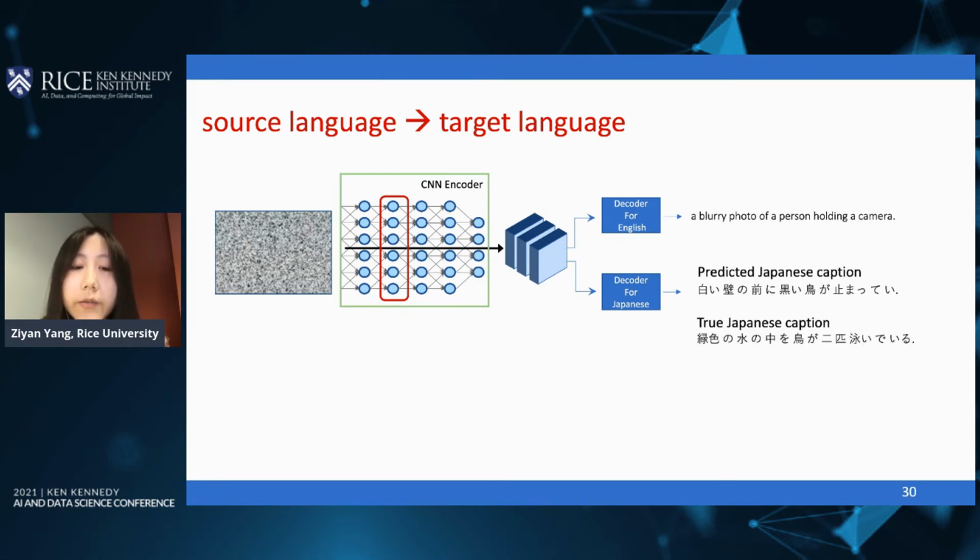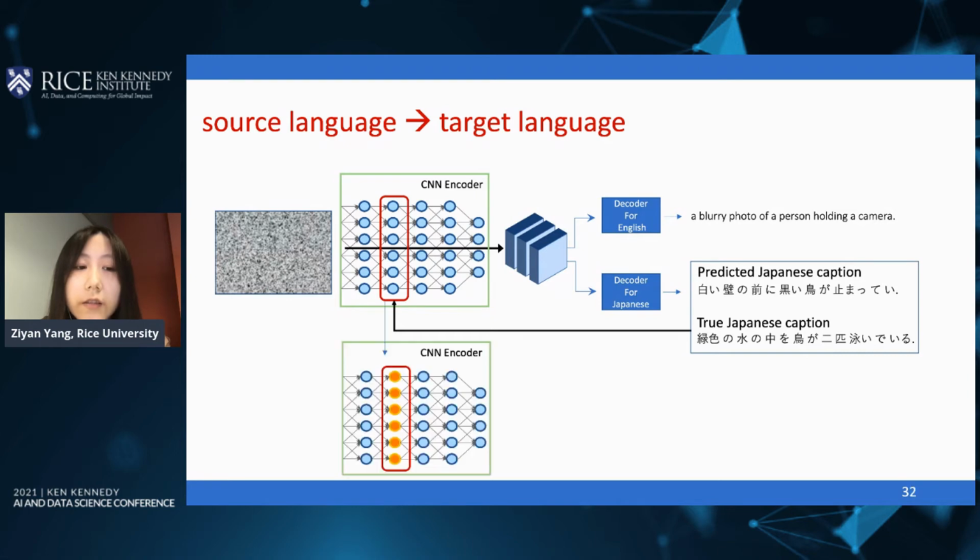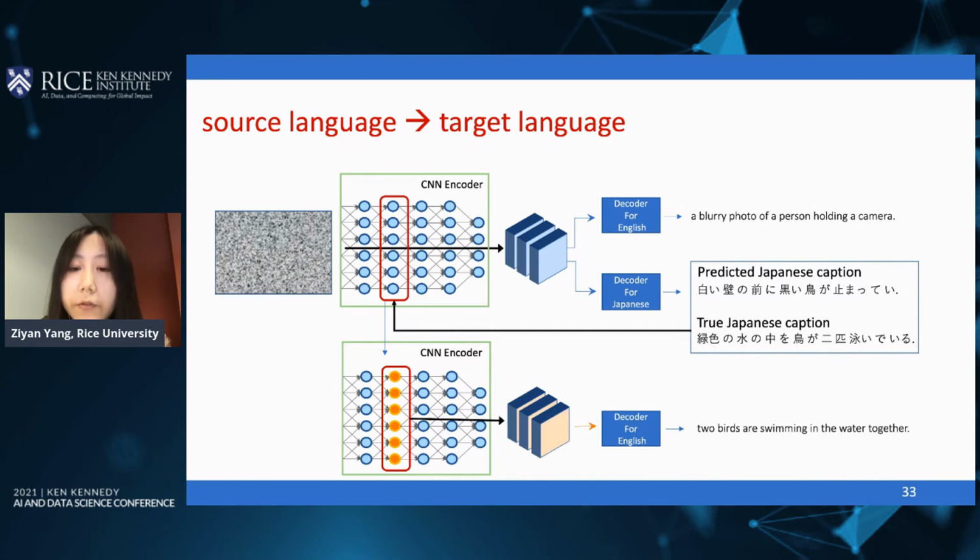Then similarly, we assume we know the ground truth Japanese caption and do backpropagation, calculate the loss, and get an updated intermediate image feature. Then we use the updated intermediate image feature to get an updated English sentence. By comparing the generated English caption and the provided true Japanese caption, we can get some mappings. For example, two birds actually come from the Japanese word toriga ni biki.